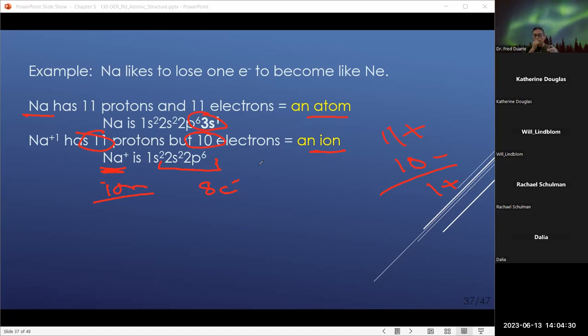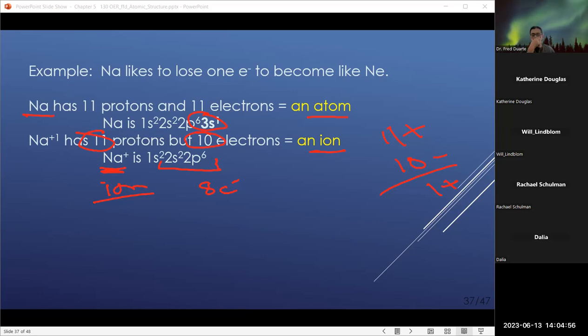Now, based on the information I just gave you, when I compare the atom to the ion with respect to diameter, what do you predict will be bigger, the atom or the ion of sodium? Who's going to be bigger in diameter? What do you think?